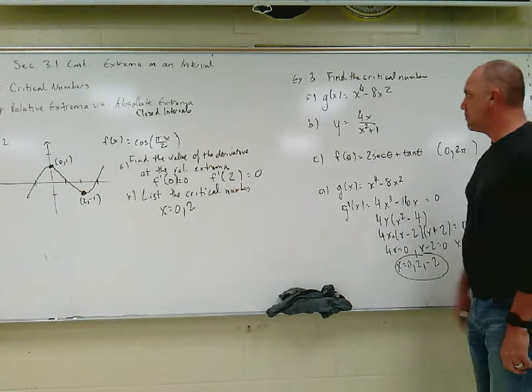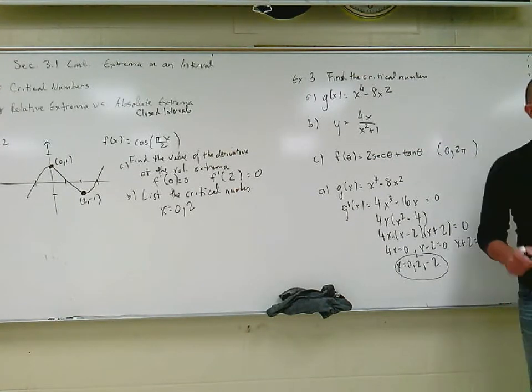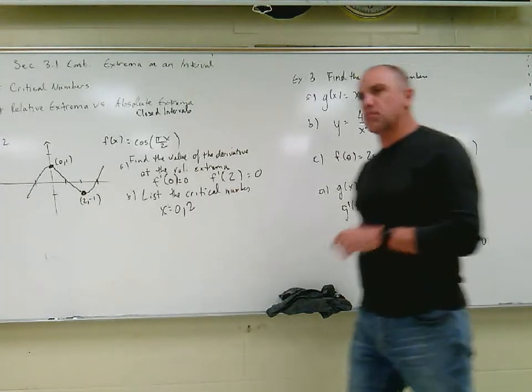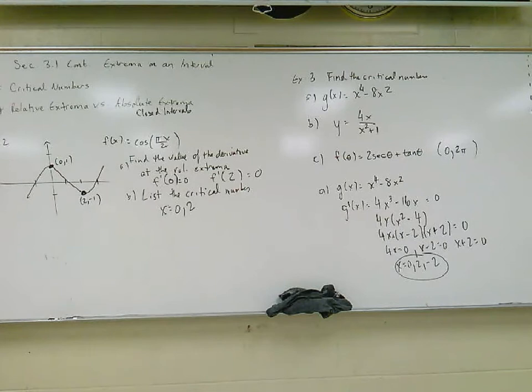All right, let's do part B. What rule are you going to need to differentiate? Quotient rule. Okay. Now you'll get a denominator, but if the denominator doesn't equal 0, don't worry about it. Just when you get a fraction, set the top to 0, set the bottom to 0 to get your critical numbers.